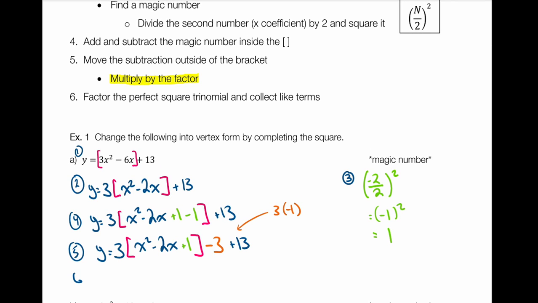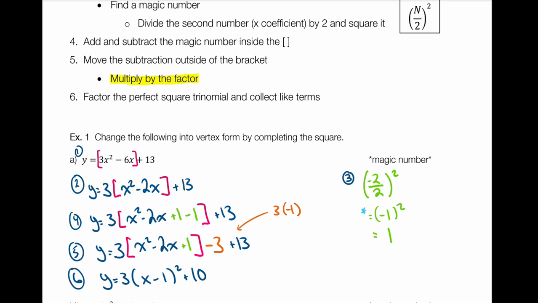And then the final step, step 6, is the exact same thing as the previous lesson. That inside the bracket, that should be a perfect square trinomial. And if we need a reference for what that number is, we can look at the second step of our magic number. So it should be x minus 1 all squared. And we collect our like terms outside the bracket. So minus 3 plus 13 is plus 10. And now I've completed the square, and I have my equation in vertex form.